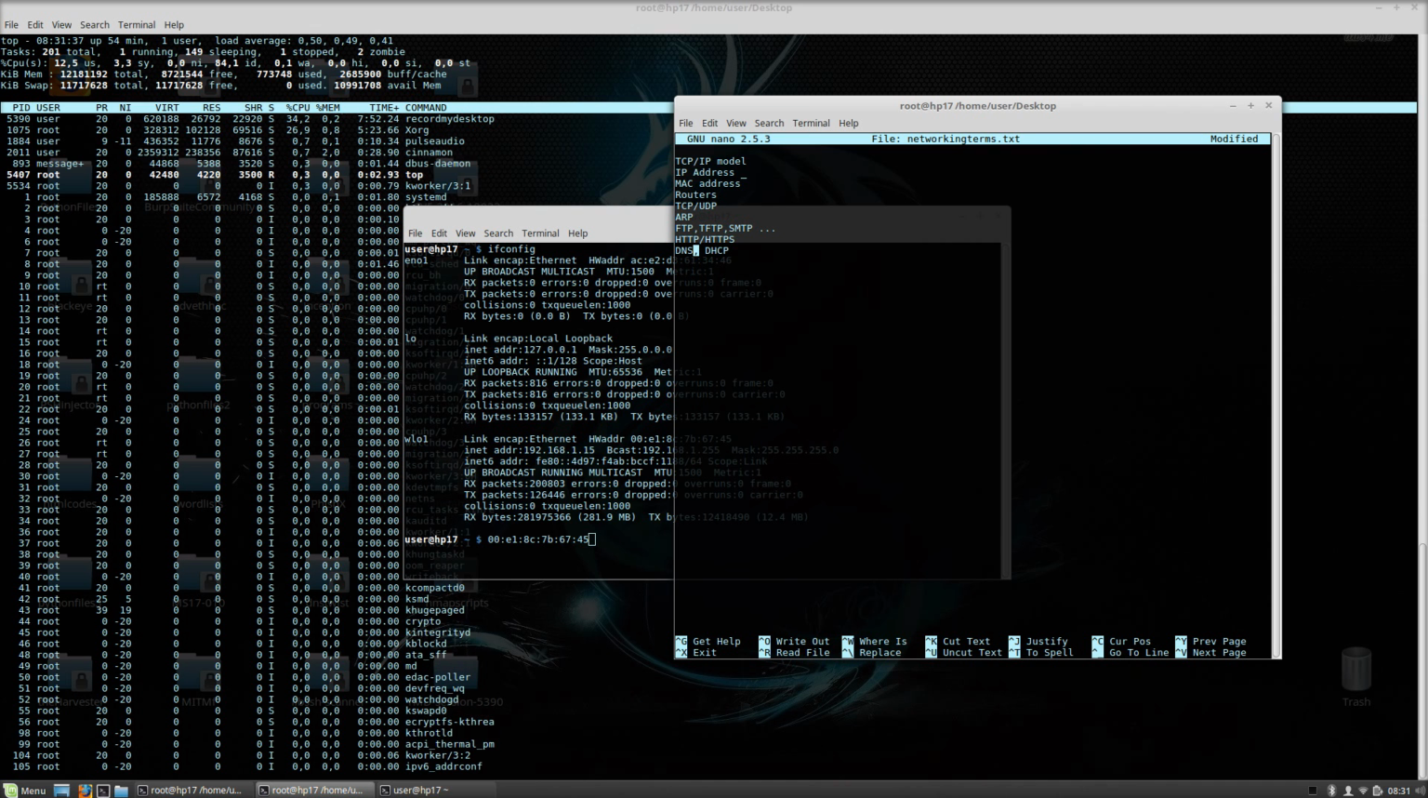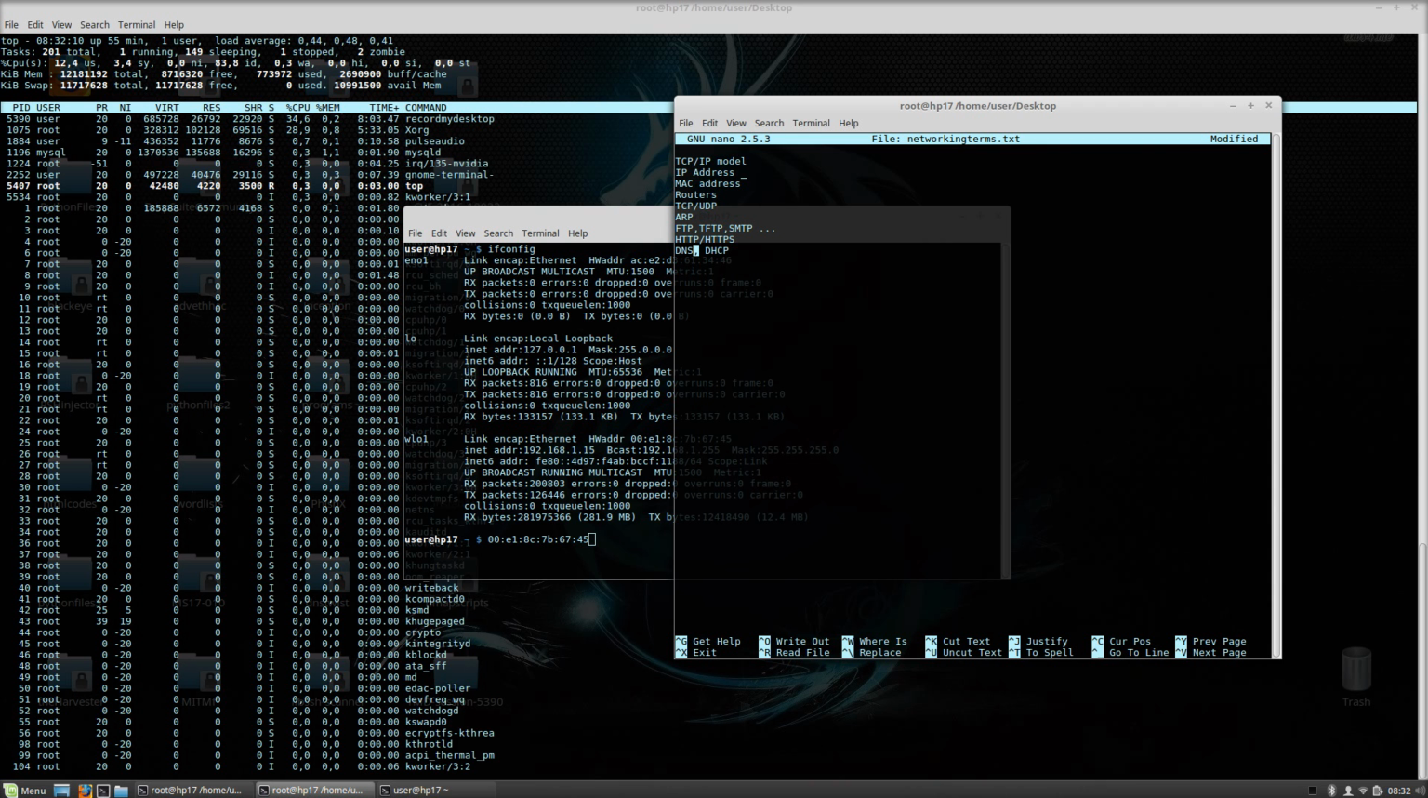Now DNS allows us to remember just the name instead of the IP address, and then it translates the name into the IP address. It is a very important thing in the networking protocols, and it is also one of the main things to attack. We will be doing the DNS attacks later on as we go through the course.